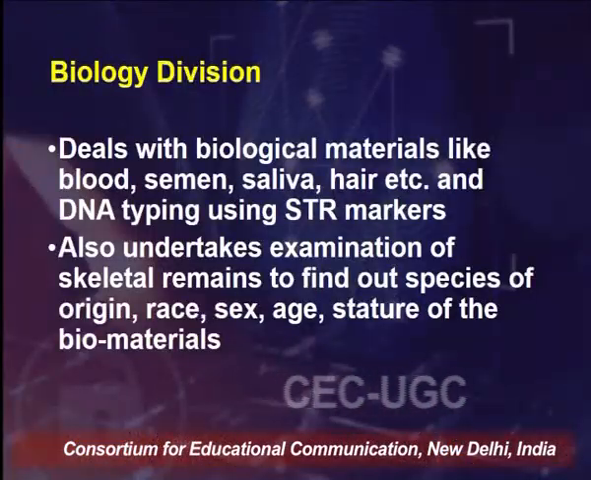Firstly, the preliminary tests are conducted for blood. We have to say whether the substance which we have received is blood or not. If it is blood, then is it human blood or animal blood? If it is human blood, then what is the blood type? If we are able to identify the blood type, then we can look for DNA analysis. This biology division also undertakes examination of skeletal remains to find out species of origin, race, sex, age, and stature of the biomaterials.